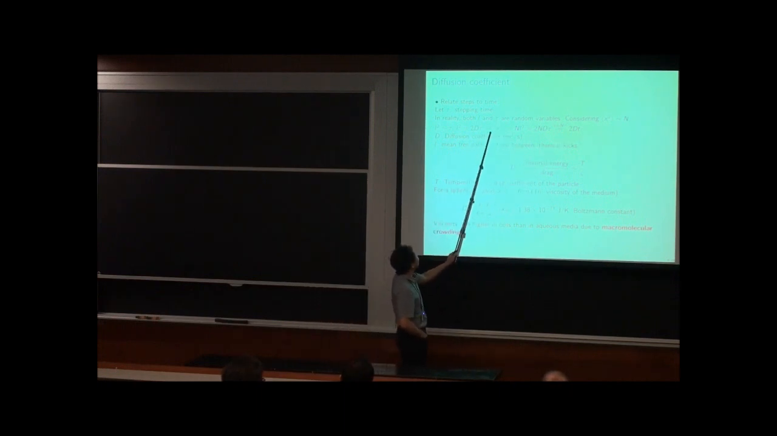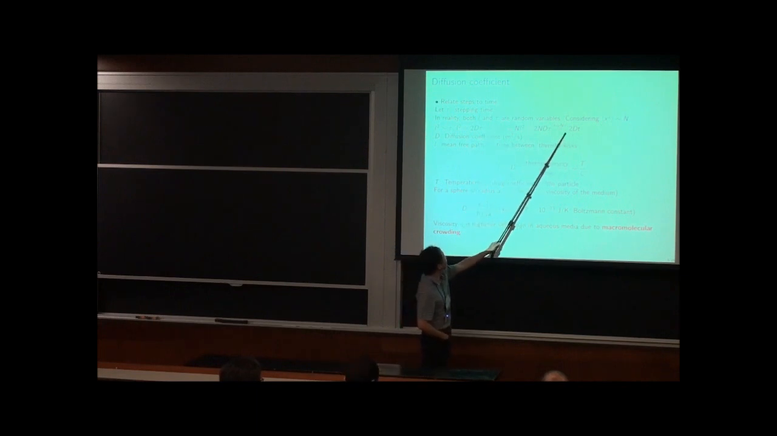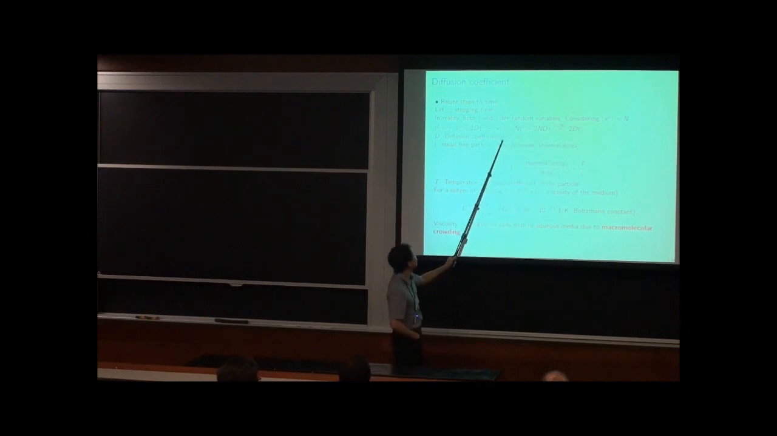And from this relation, we know the dimension is meter squared divided by time. You just divide by time, then you get the diffusion coefficient.